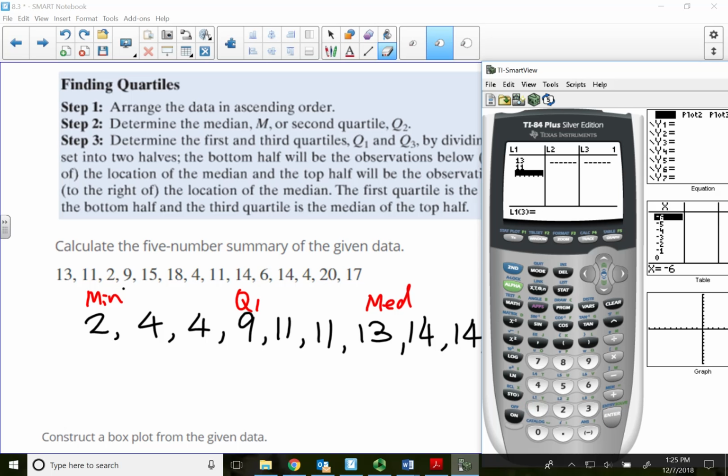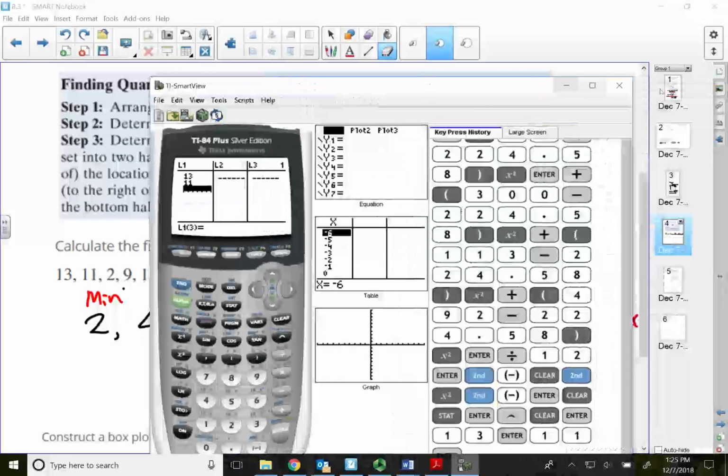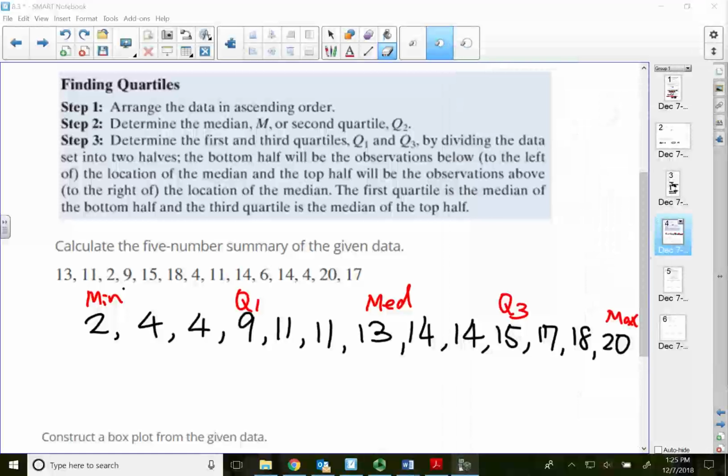Oh, my calculator just froze. That's not good. Anyway, I was going to show you. I can't believe my calculator just froze.